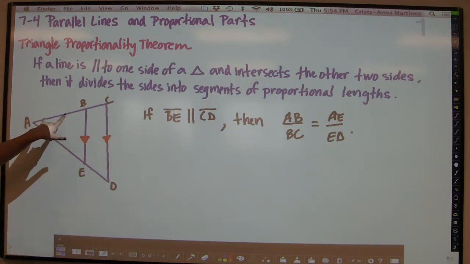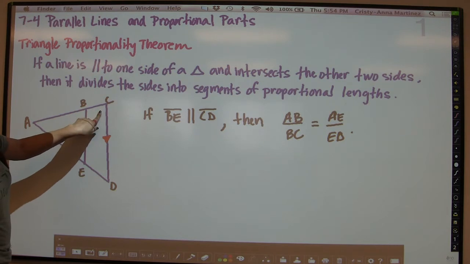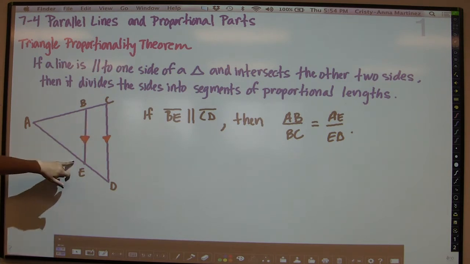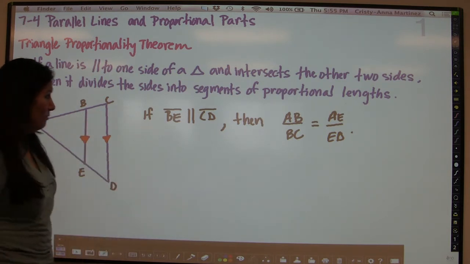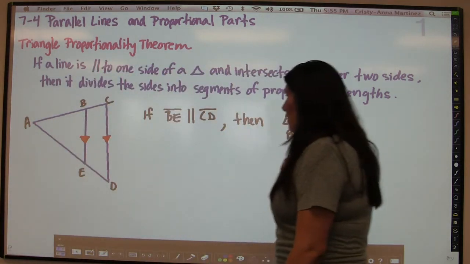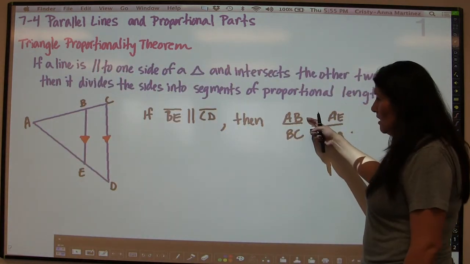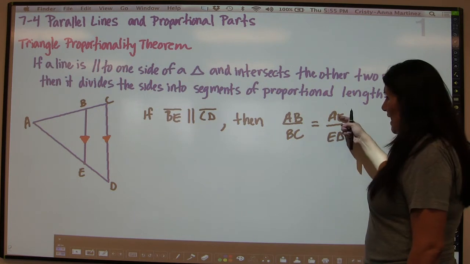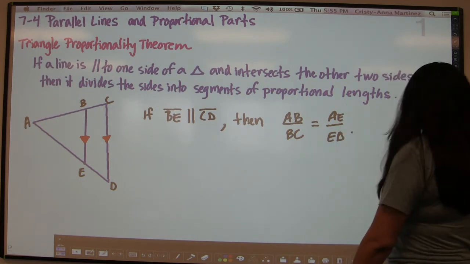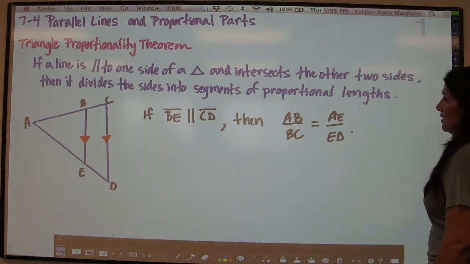So we know that AB is to BC as AE is to ED, and that's what we have here in the black. It says if BE is parallel to CD, then AB to BC will equal AE to ED. So we're going to use that theorem.